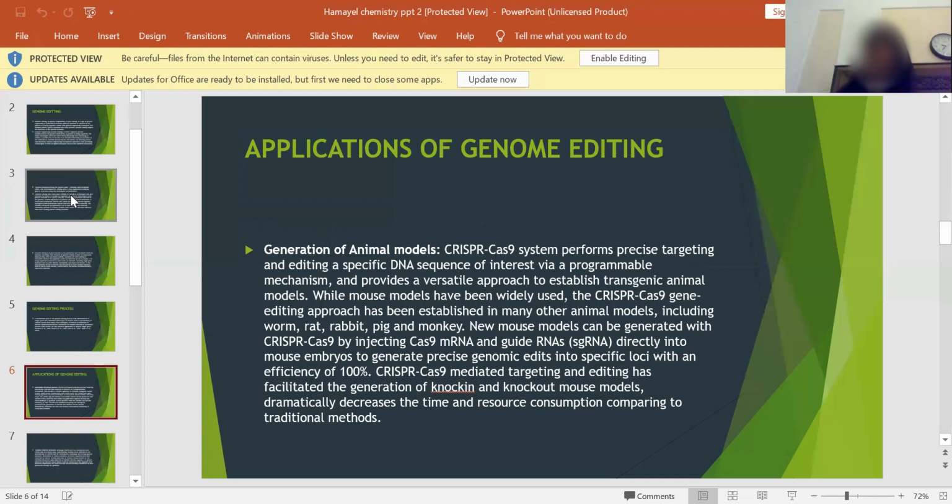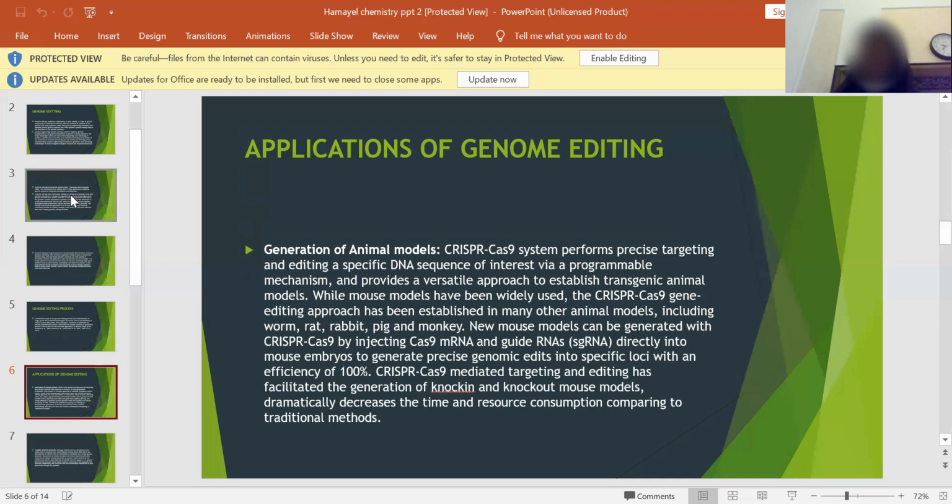Now we'll discuss applications of genome editing. The first one is generation of animal models. The CRISPR-Cas9 system performs precise targeting and editing of a specific DNA sequence of interest via a programmable mechanism that provides a versatile approach to establish transgenic animal models. While mouse models have been widely used, the CRISPR-Cas9 gene editing approach has been established in many other animal models, including worm, rat, rabbit, pig, and monkey. New mouse models can be generated with CRISPR-Cas9 by injecting Cas9 mRNA and guide RNA (sgRNA) directly into a mouse embryo to generate precise genomic edits at specific loci with an efficiency of 100%.